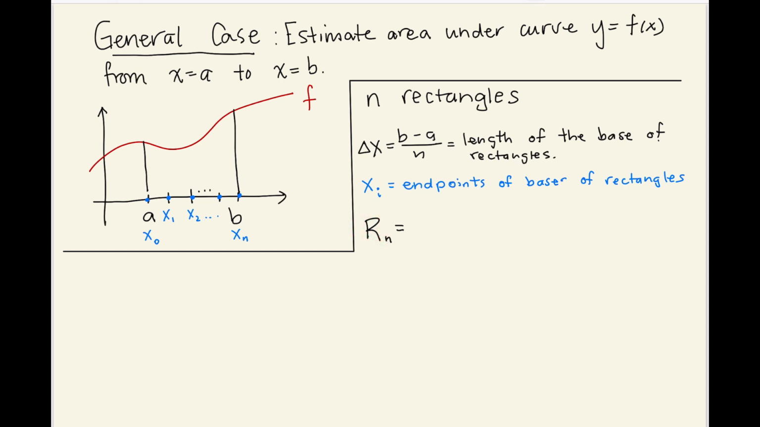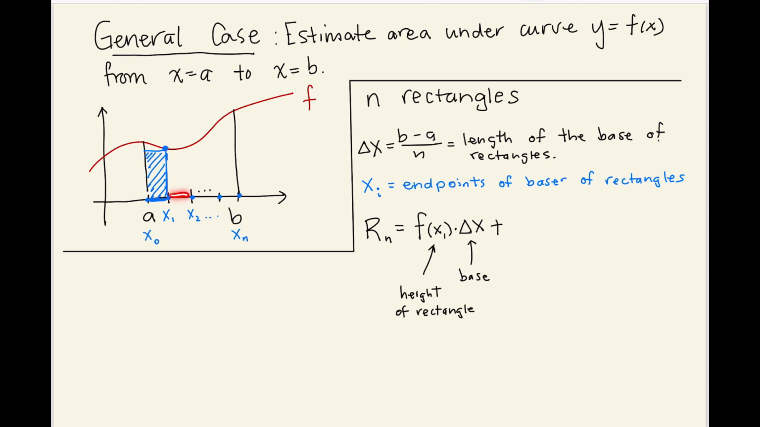So let's start with the first rectangle. Here's the length of the base, and here's the height, f of x1. This is the first rectangle. So let's find an expression for the area of that rectangle. Again, here I have the base, here is the height. So an expression for the area of that rectangle would be the height, f of x1, and the base is delta x. Multiplying these gives me the area.